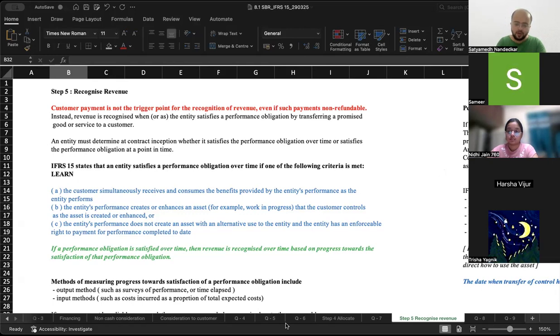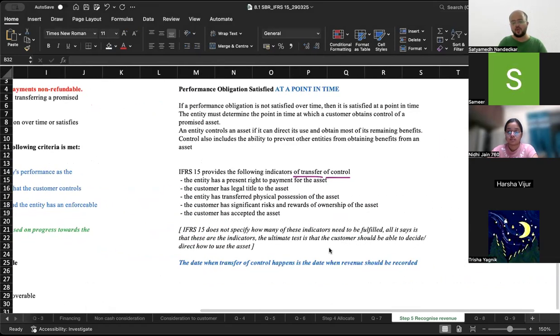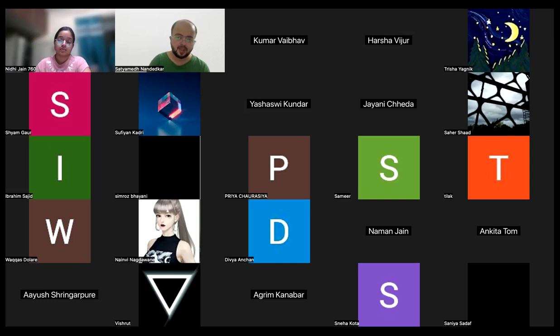And if you want to see whether a performance obligation is satisfied at a point in time, you have to first of all verify whether there has been a transfer of control. These are the five conditions you should be looking out for. Entity has a present right to payment. The customer has legal title to the asset, entity has transferred physical possession, the customer has significant risk and reward of ownership, and the customer has accepted the asset.